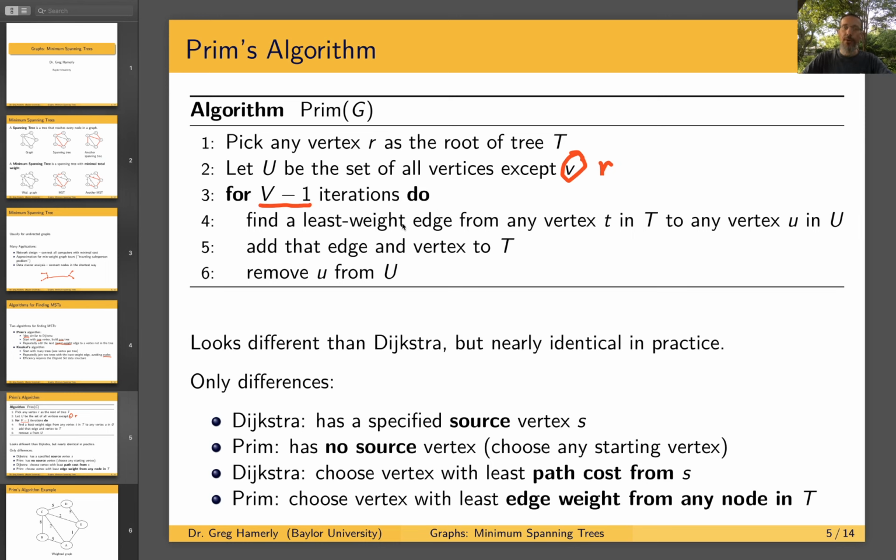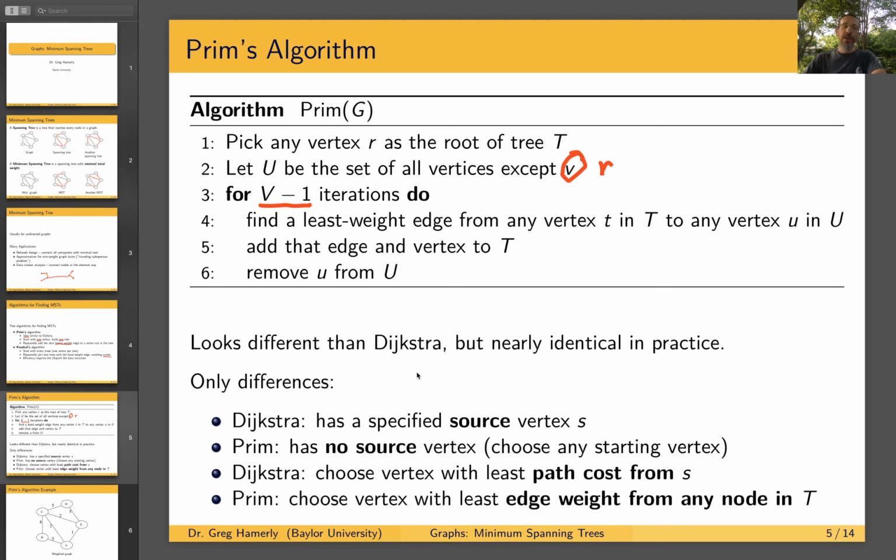We're going to iterate around and say, find the least weight edge from any vertex in T to any vertex in U, and then add that edge and the vertex U to the tree T, and then remove U from the set capital U. So we just do this so many times and we're left with a tree that touches everything, that connects everything. It looks different than Dijkstra's, but if you have Dijkstra's algorithm, you could retool it using very minimal changes. It's nearly identical code.